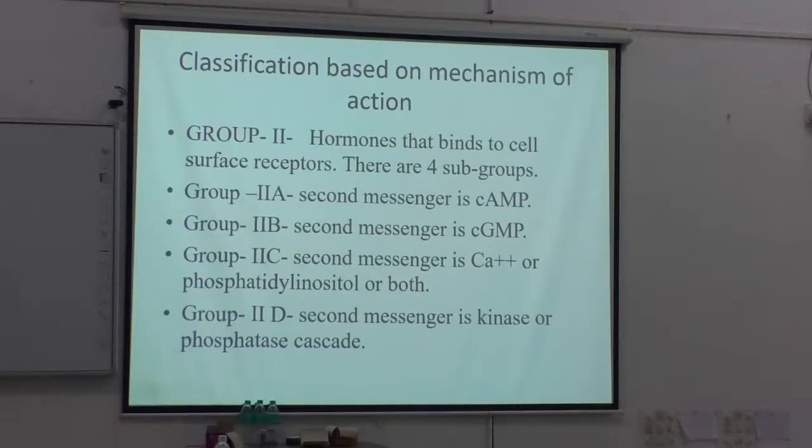Plenty of hormones are present under group 2, which encompasses the peptide hormones and derived amino acid hormones. Examples have been given again in a classified manner, on the basis of the second messenger they use.